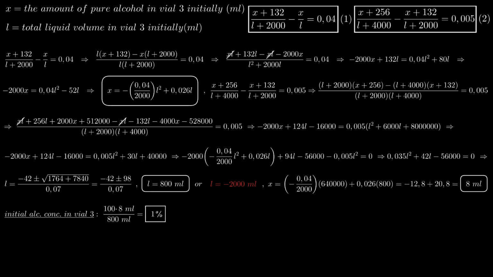So let's just quickly verify that this is indeed the answer, my friends. So we plug these values in our first equation, and we get (8 + 132) over (2,000 + 800) minus 8 over 800 equals 140 over 2,800 minus 8 over 800, which is 0.05 minus 0.01, which is 0.04, which is indeed what we have in our first equation. So that's curtains, my friends. That's your answer. Oh yes, 1%. That's quite an intuitive answer, if you ask me.